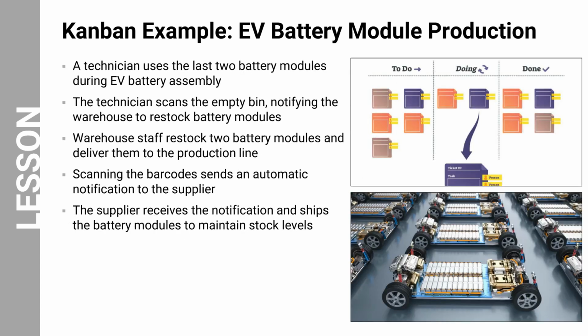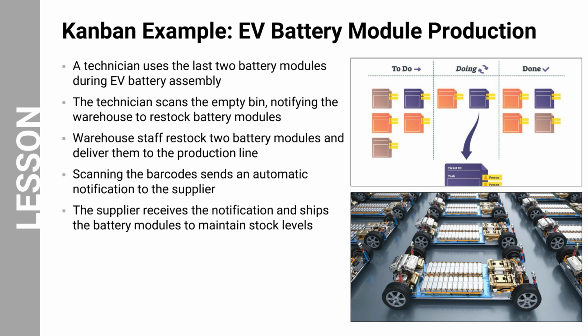Let's look at how a Kanban system could theoretically be applied at an EV manufacturing facility. A technician assembles an EV battery and uses the last 2 battery modules from the supply shelf. The technician scans the empty bin, triggering an electronic notification to the warehouse to replenish the battery modules, which act as a Kanban card.